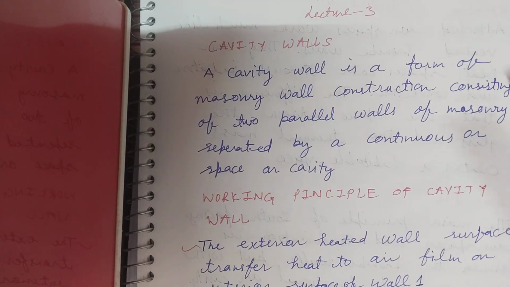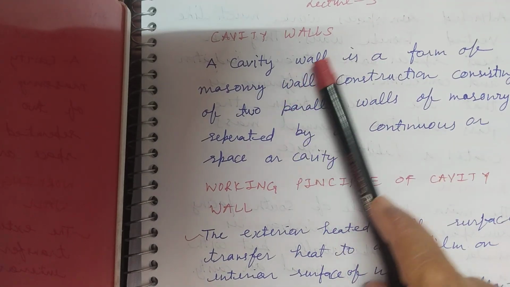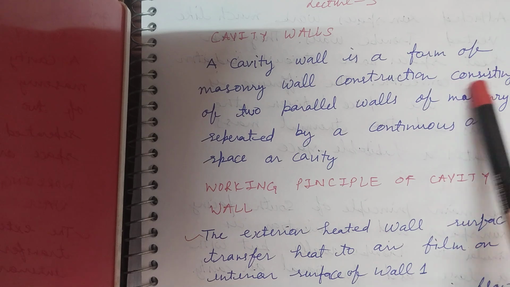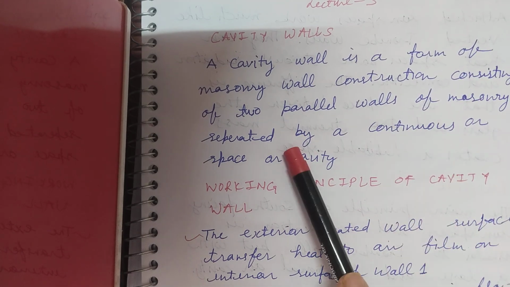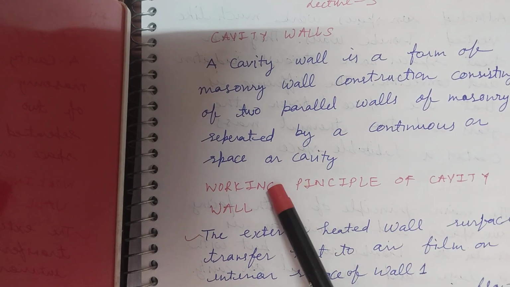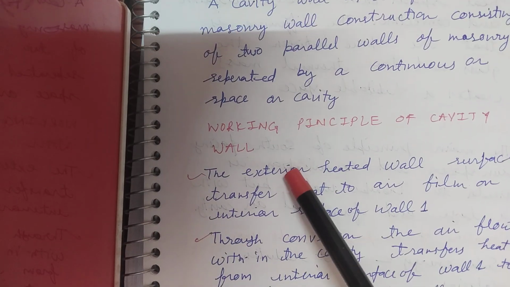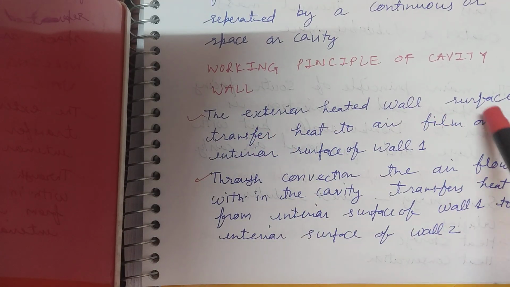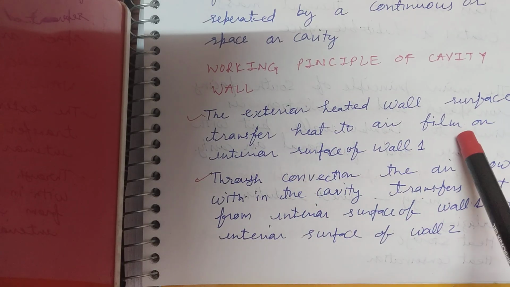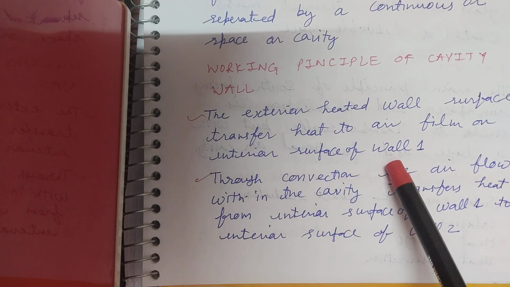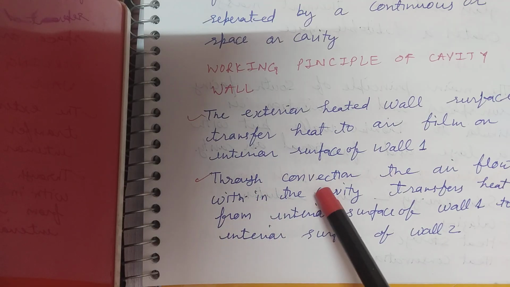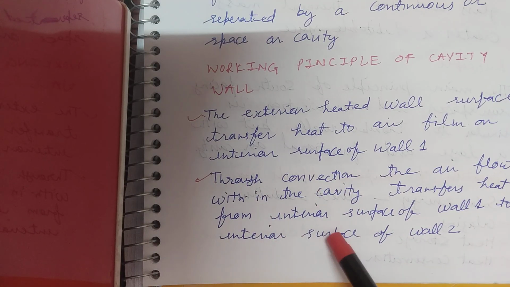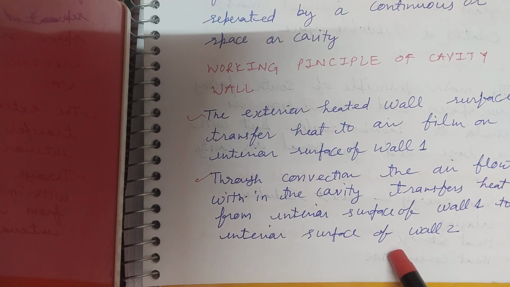Now coming to lecture 3 of week 9, cavity walls. A cavity wall is a form of masonry wall construction consisting of 2 parallel walls of masonry separated by a continuous space or cavity. Working principle of cavity wall. The exterior heated wall surface transfers heat to the air film on the interior surface of wall 1. Through convection, the air flow within the cavity transfers heat from the interior surface of wall 1 to the interior surface of wall 2.